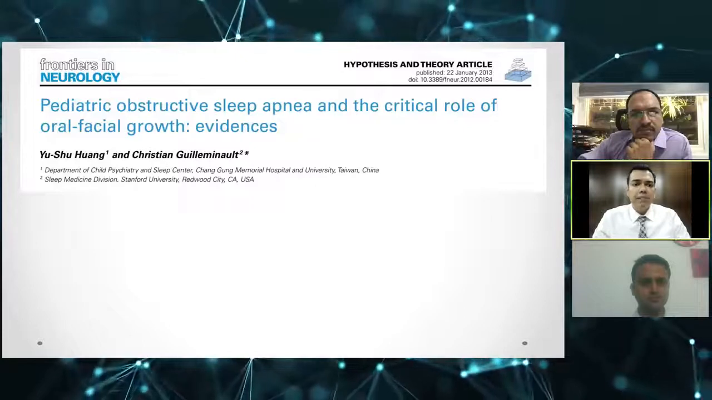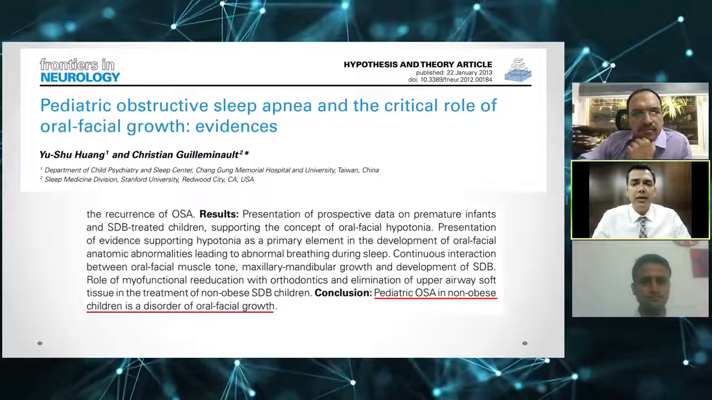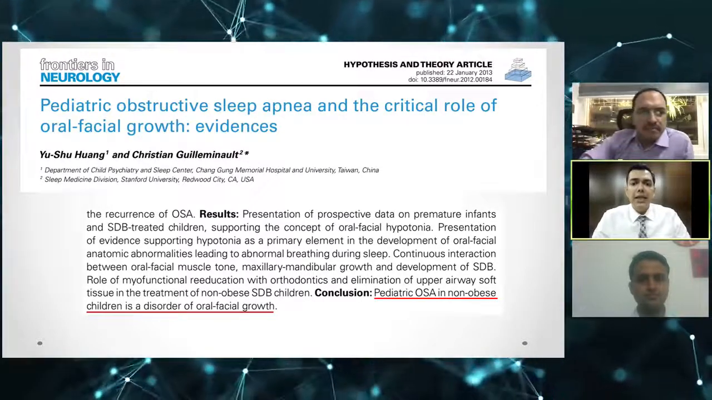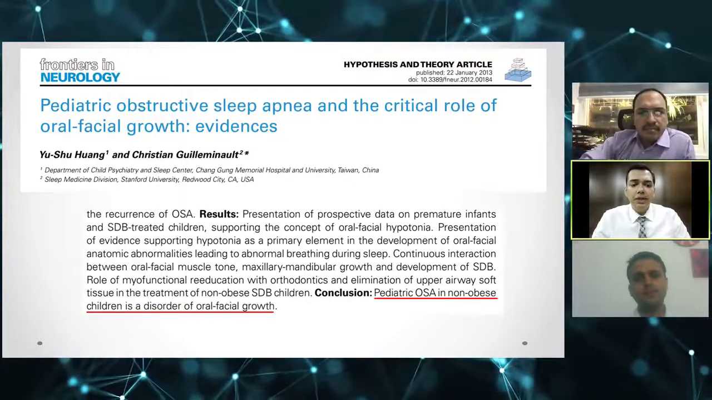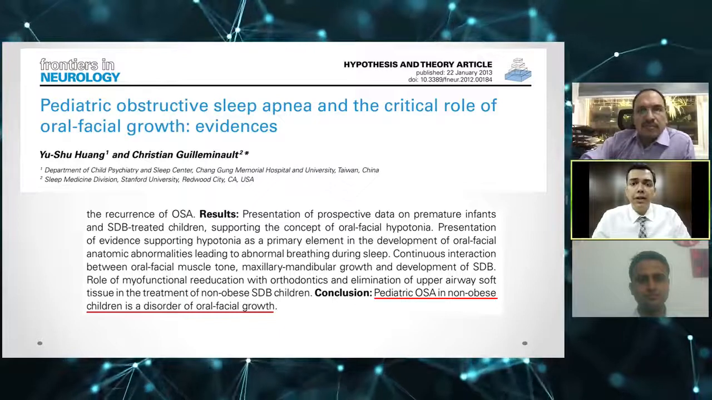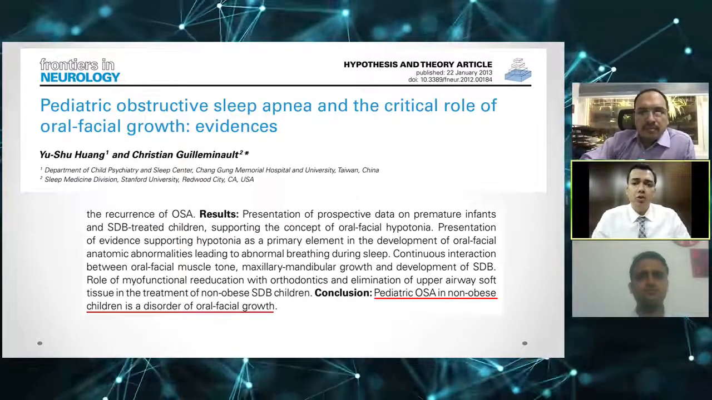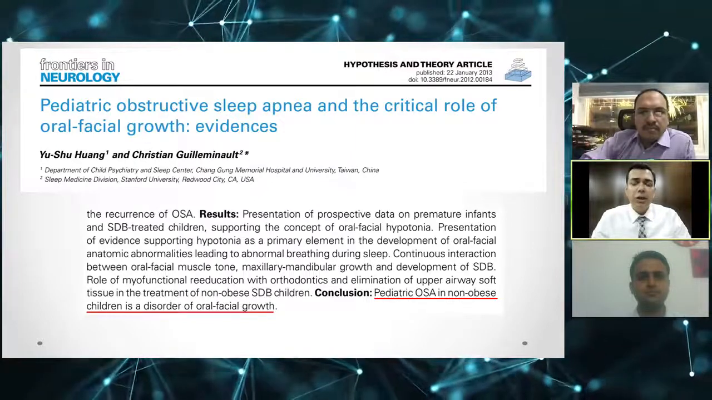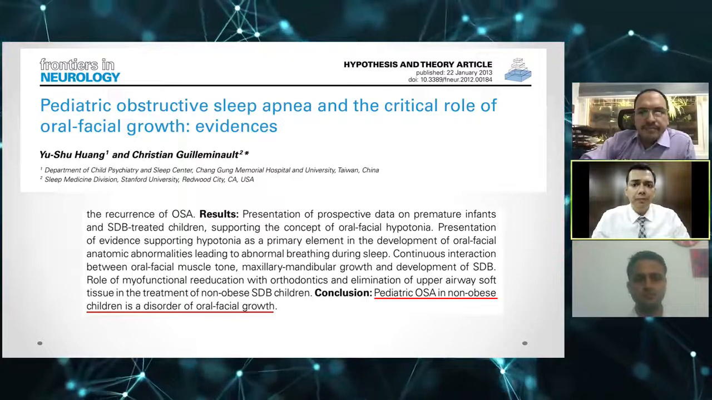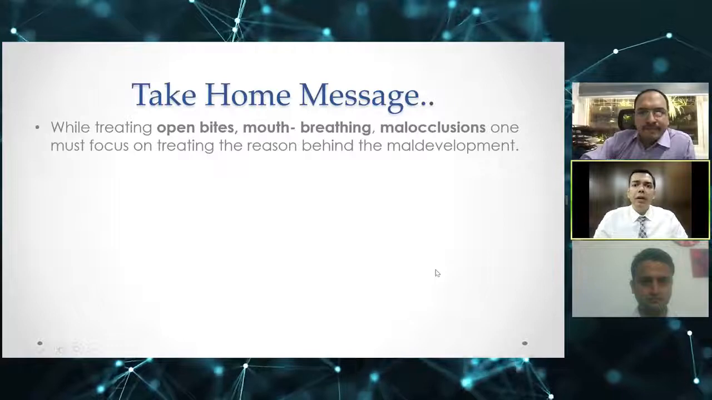Last but not the least, very important article again by Christian Guilleminault, the father of sleep medicine. And the conclusion is very clear. Pediatric OSA in a non-obese child is a disorder of orofacial growth. So if you get a child with suspected OSA and you do a tonsil and adenoid, don't think the story is over. Please ensure that the child is back to having a normal functioning jaw development, as close to normal as possible. So quickly, take-home points.